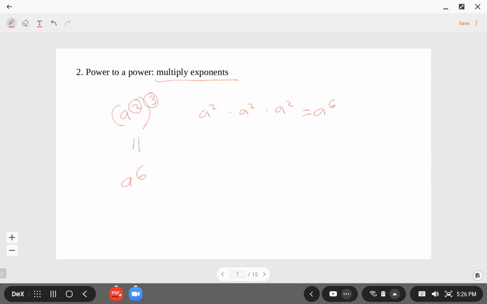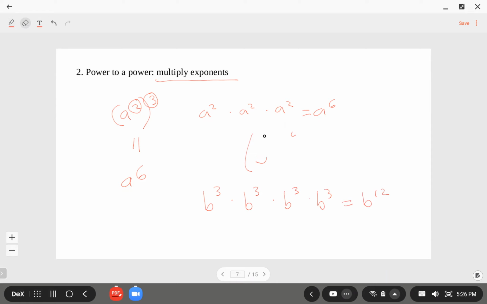To prove this theory, let's try another one. b to the third, raised to the fourth power. Basically, you just multiply the exponents, so that'd be b to the 12th. Same thing, you multiply 3 and 4, okay?